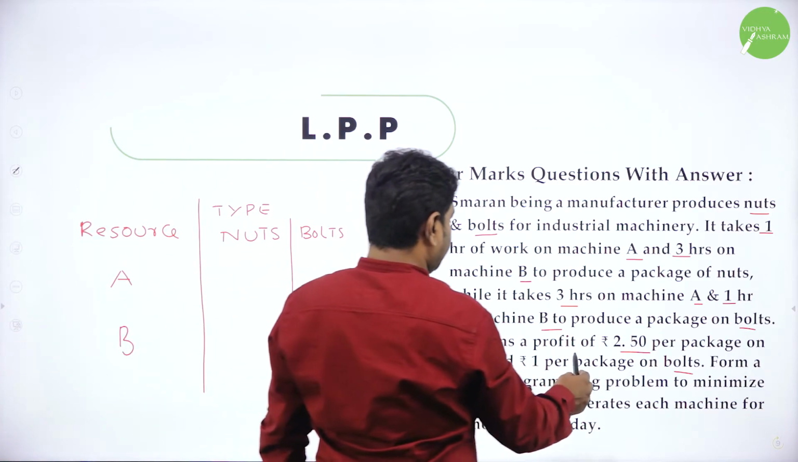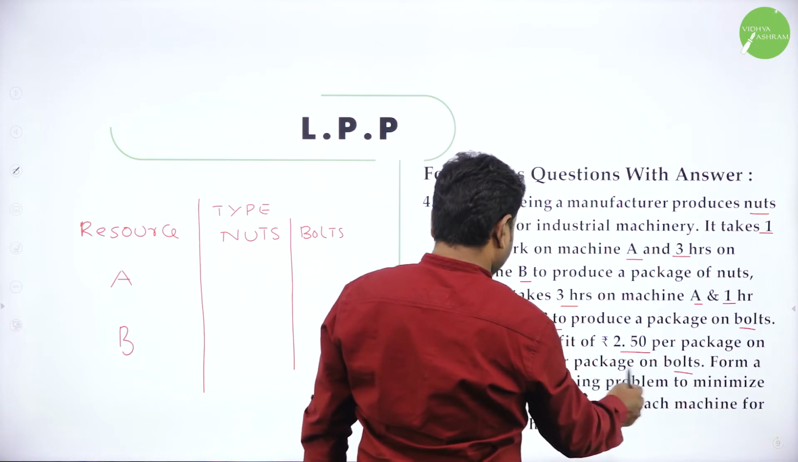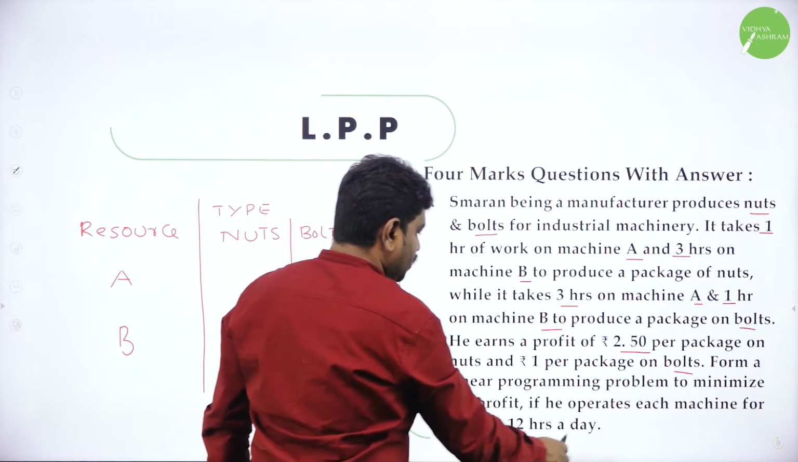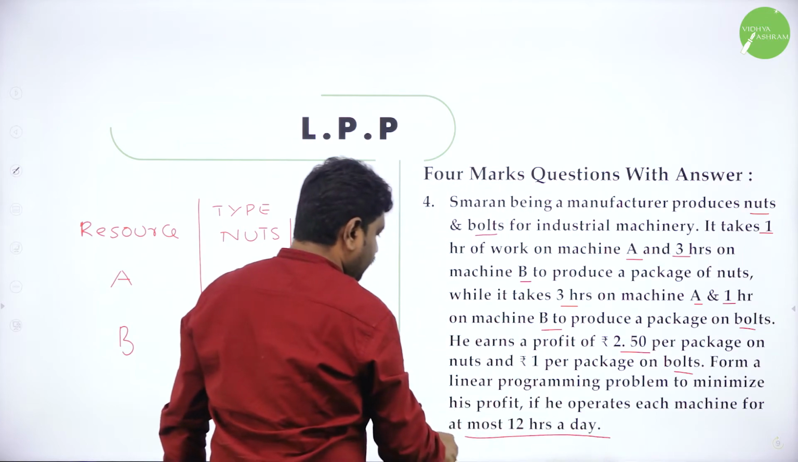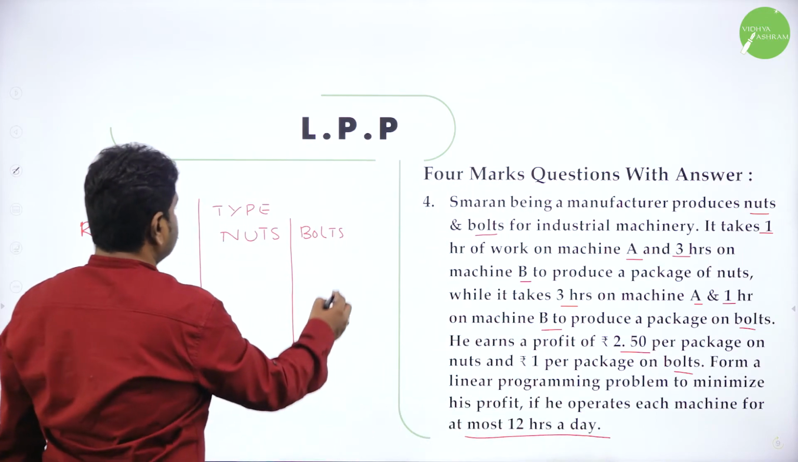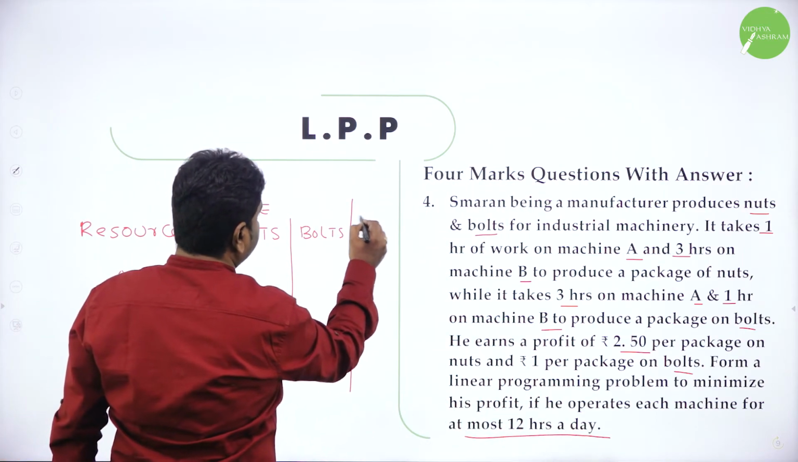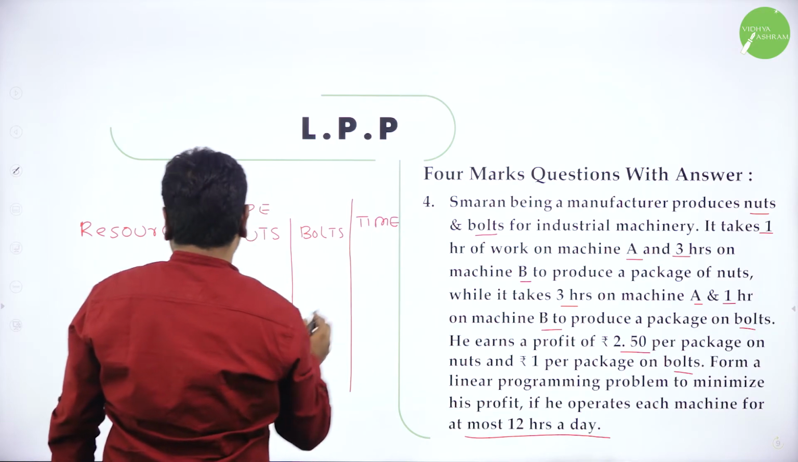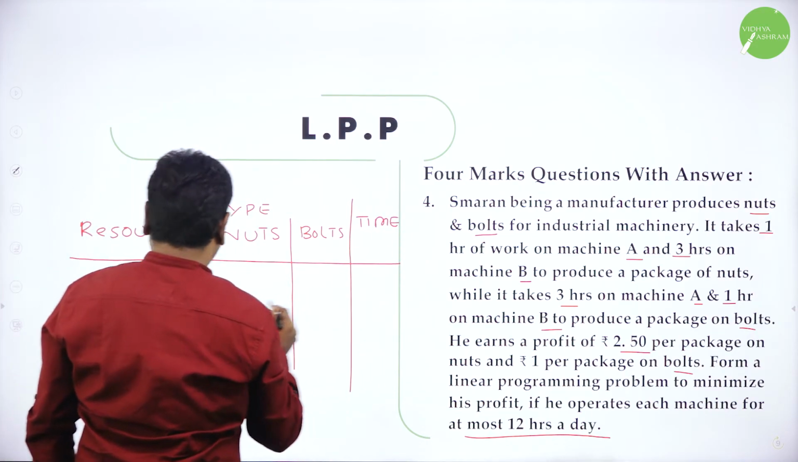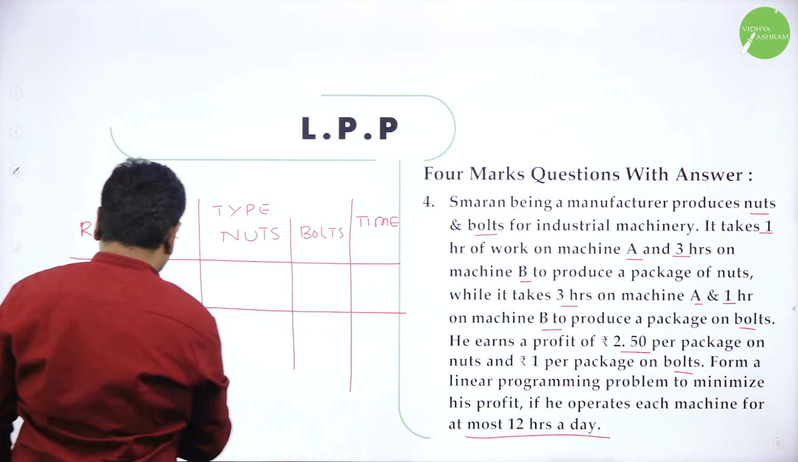They told us to produce a package of bolts, and here they mentioned each machine can operate 12 hours a day. So, time constant, they gave a condition. It is very clear. Whatever is given I will fill it.